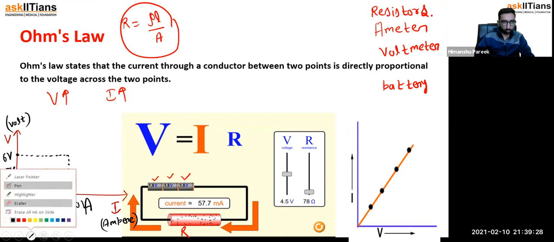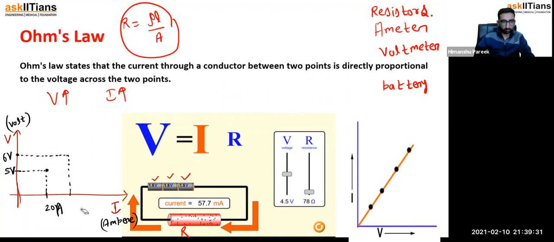5 volt, 6 volt, and then this I'll be taking as 20 ampere, and this I'm taking as 24 ampere. Okay, these are experimental values which I'm writing. And then it is, let's say, 8 volt, and this will be, let's say, 32 ampere then. Okay, so these are the values we have got from the experiment. So these are the coordinates basically. 5 comma 20 is the first coordinate, 6 comma 24 is the second coordinate, 8 comma 32 is the third coordinate.